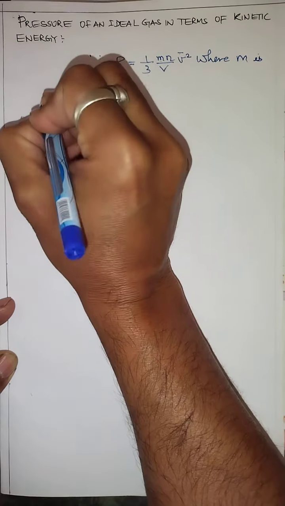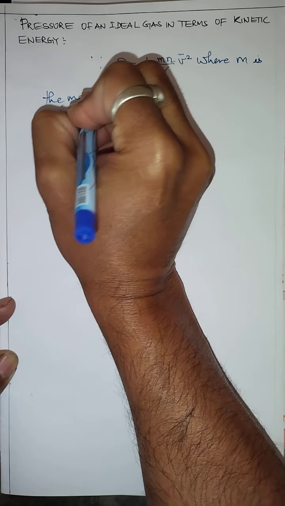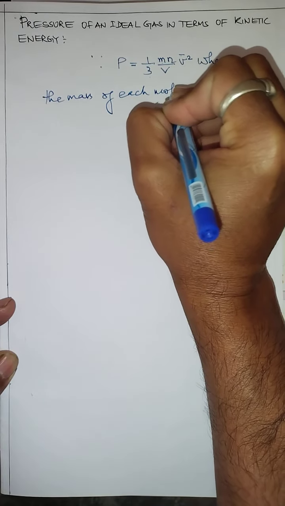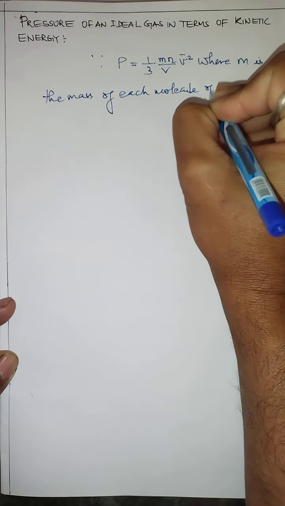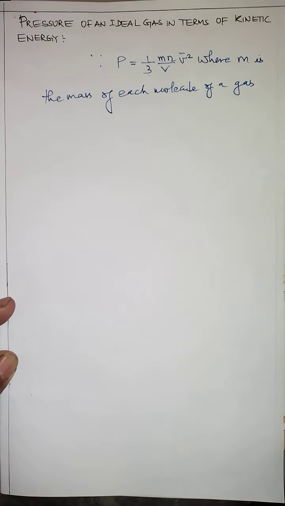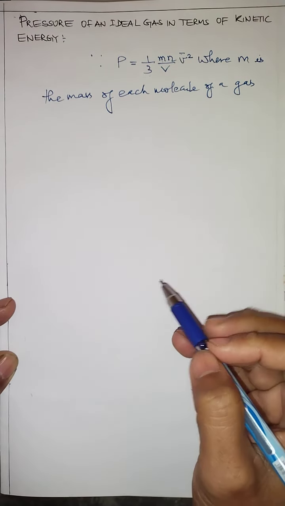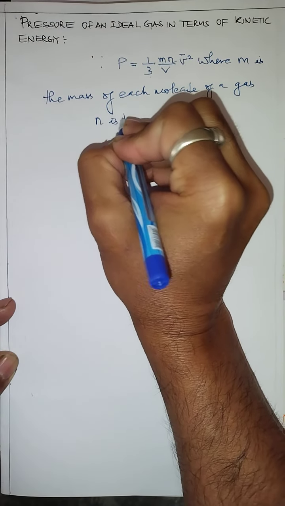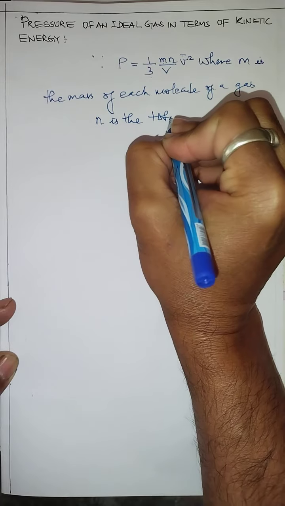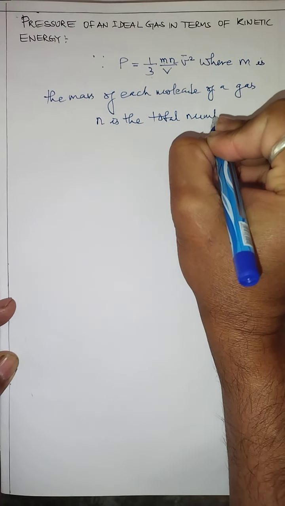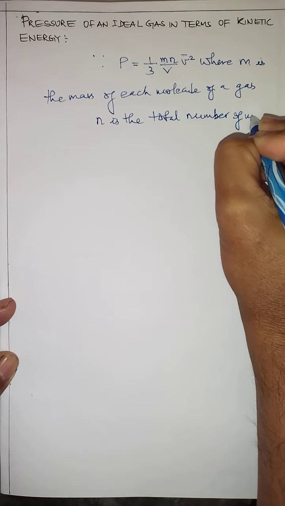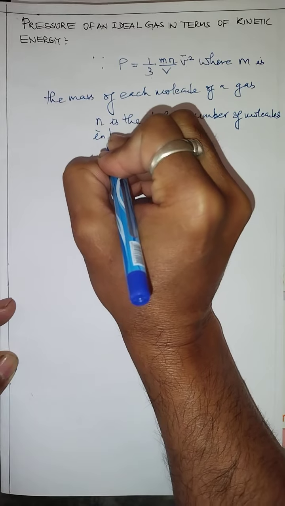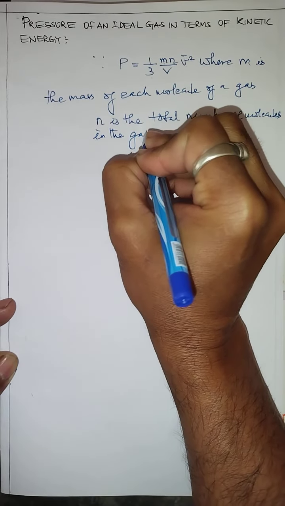Now in the expression, m is the mass of each molecule of a gas. Every molecule of gas has a mass, that is small m, and there are a certain number of molecules of the gas, and that is n. n is the total number of molecules in the gas.